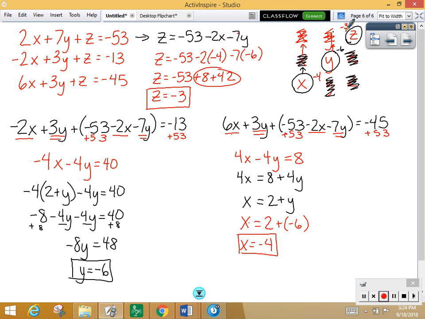Okay, if I want to write my answer as an ordered triple, then I would put the x, then the y, then the z.